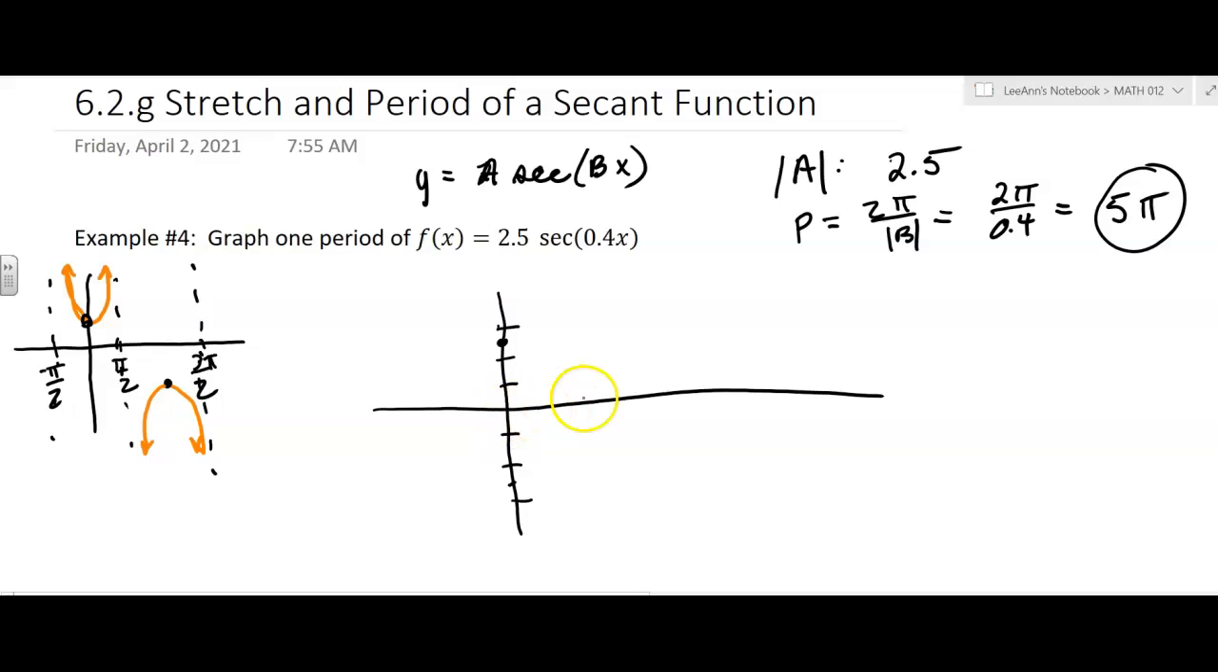I can draw from 0 to 5 pi. I don't really want to do that. I'll do it down here. But that's not really what's going to happen, because secant is an even function. So it's got to be symmetric about the y-axis. So I'm thinking I can put half on the left, half on the right, and that will work for me.